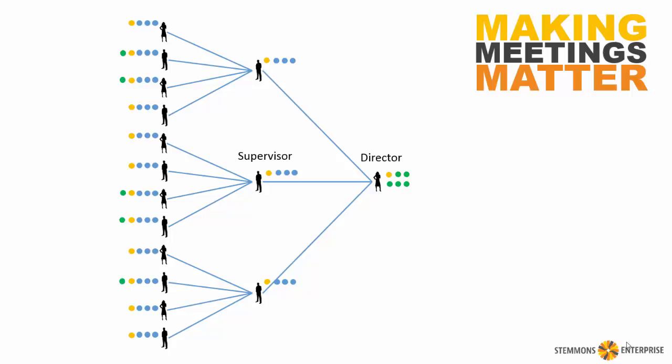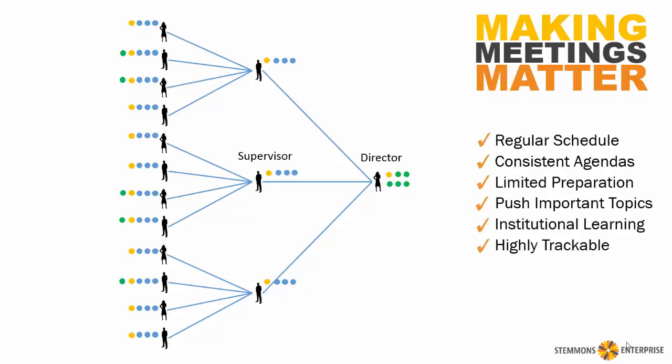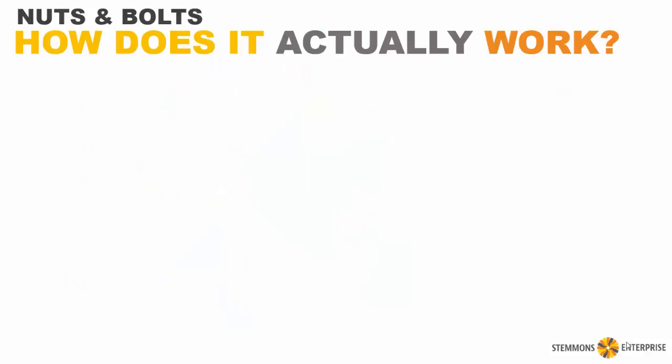If we're operating this way, we have a regular schedule, consistent agendas, limited preparation is required, we push important topics, and the institution learns. In addition, these meetings are highly trackable, and it's easy to train someone. That's very powerful for a group of 12 managers, but what about a company with 1,200 or 12,000? The impact of structured meetings is tremendous. How does it actually work?